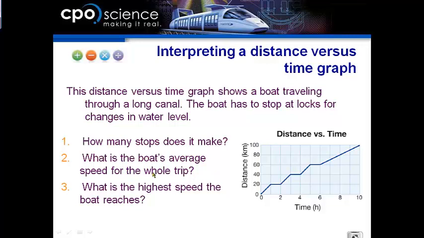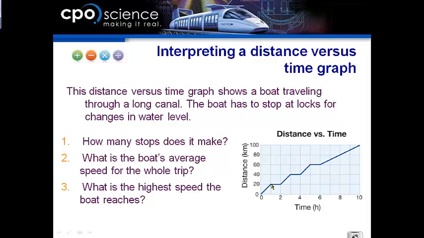What is the boat's average speed for the whole trip? Well, remember, we calculate the speed or the velocity by looking at the slope. So here's where the boat started, and here's where the boat ended at the end of the trip. So the boat went from 0 to 100 kilometers, so the 100 kilometers divided by the time, which was 10 hours. So it went 10 kilometers per hour on average for the whole trip. That does not mean it went 10 kilometers per hour the whole time. For instance, right here between this spot and this spot, the boat went 20 kilometers in 1 hour.